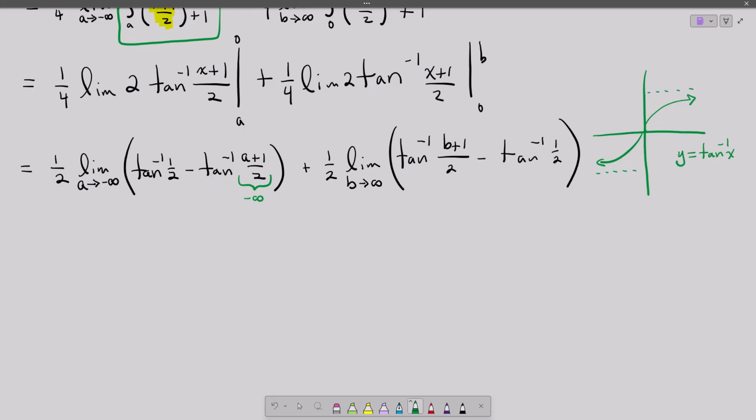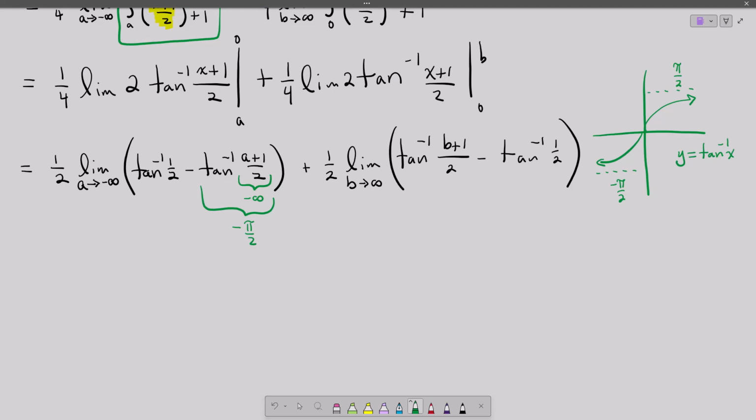Negative, not quite negative 1. What are these asymptotes at for arctan? Negative pi over 2 and positive pi over 2. Those are the horizontal asymptotes for arctan. So if this is going to negative infinity, this quantity here is going to negative pi over 2. Right? Arctan of a very negative number is getting closer and closer to negative pi over 2.